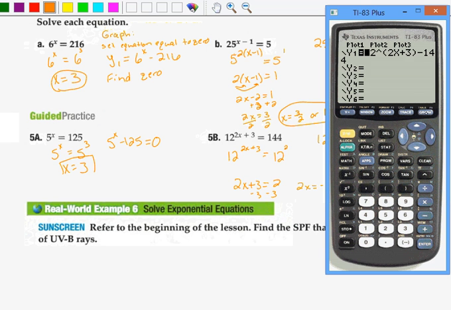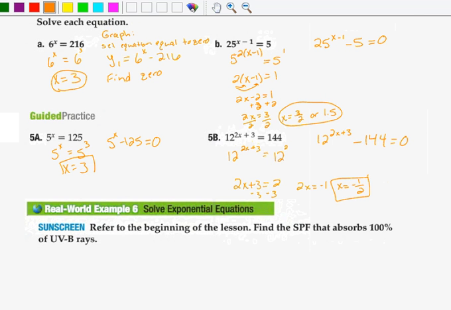And I visually looked at where my 0 was just to double check. My 0 is at -1/2. I must have done it right. Okay. All right, one more example with the same concept in mind.